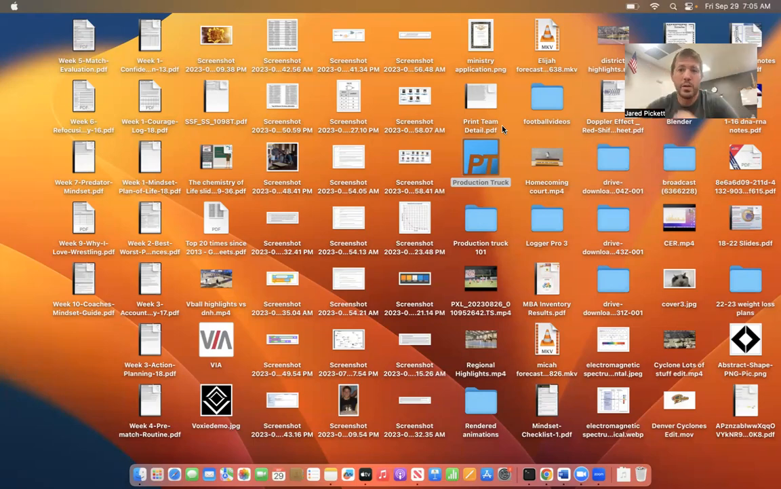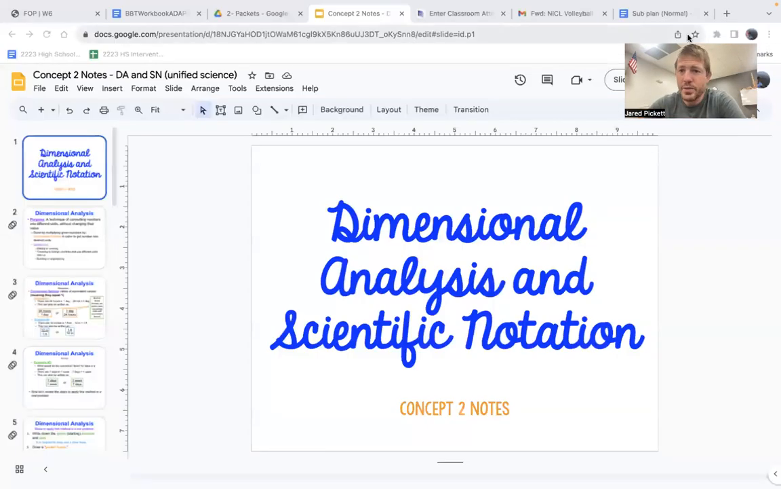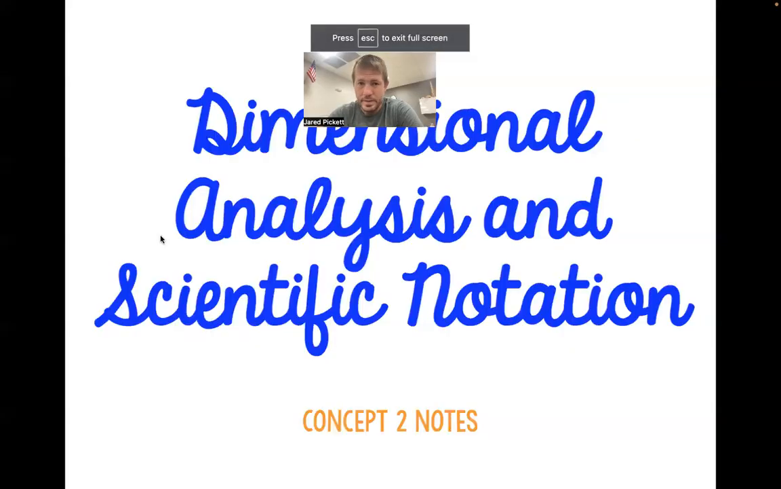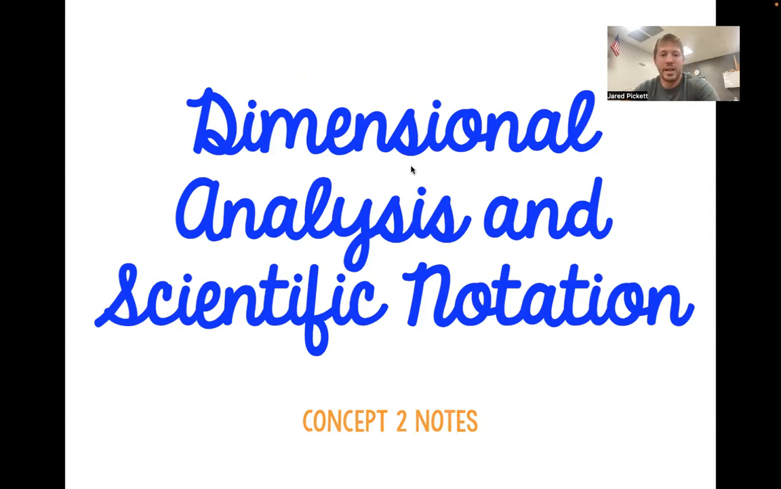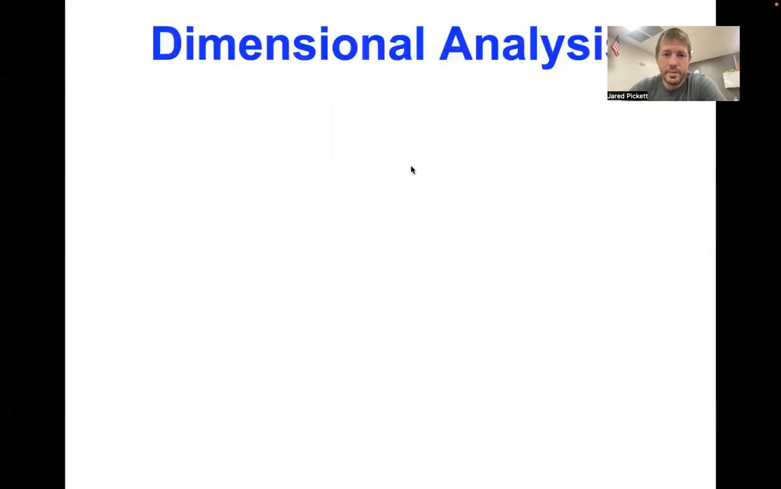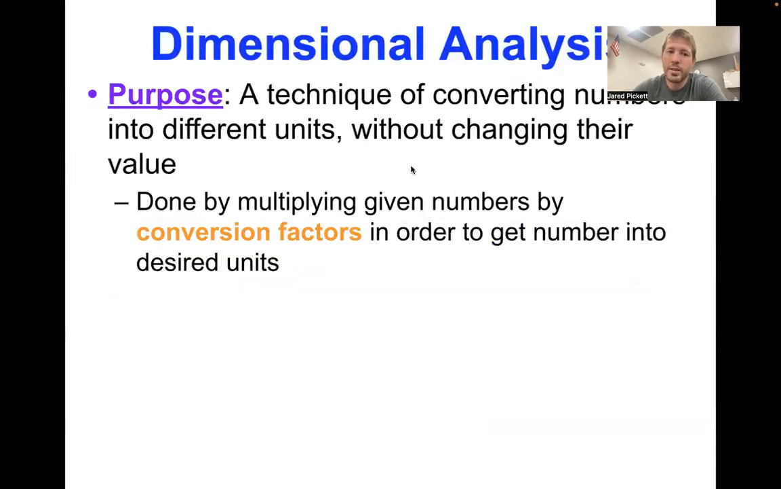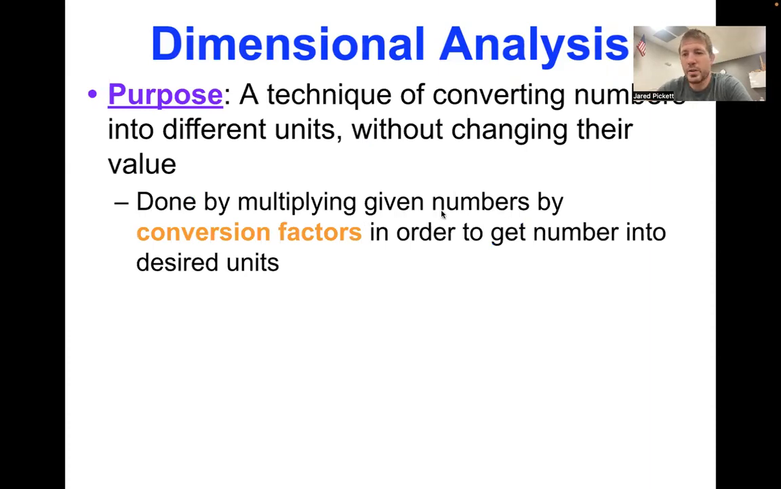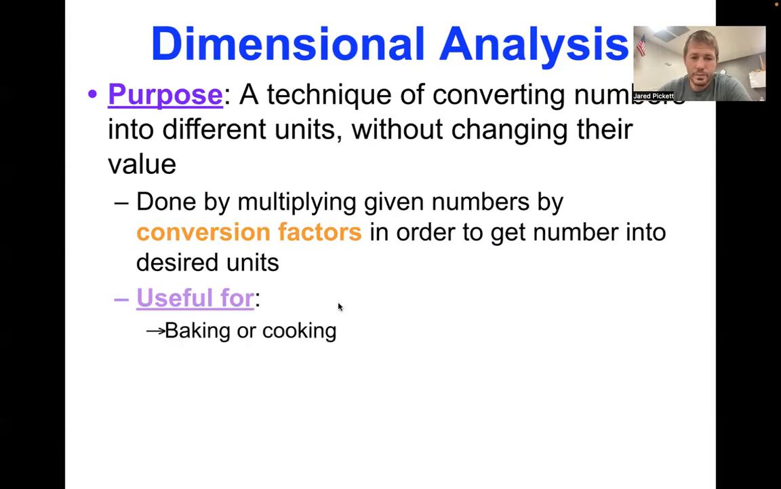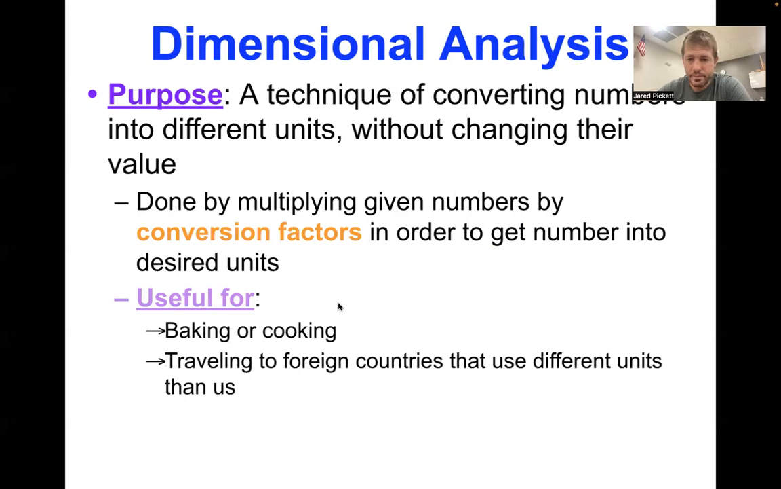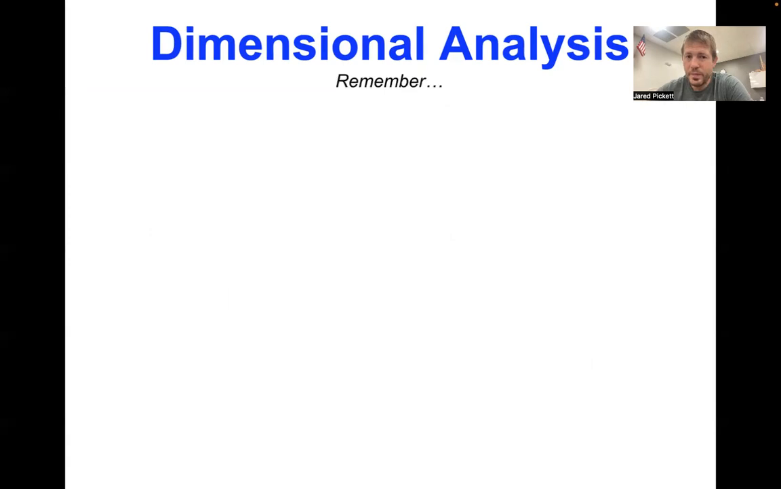So yesterday, I just started this. We were talking about dimensional analysis and scientific notation, concept two notes. And if I remember correctly, we've talked about dimensional analysis. That's the picket fence kind of method. And we've talked about conversion factors as well. And what is this useful for? Well, baking and cooking, right? Traveling in foreign countries, building or engineering as well.